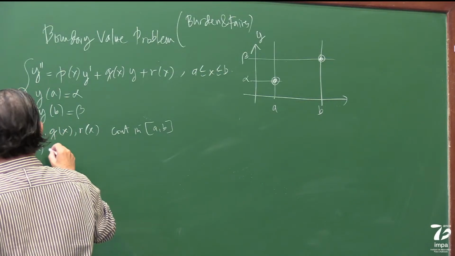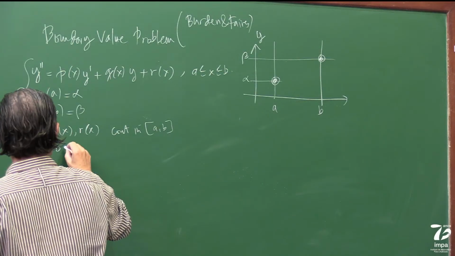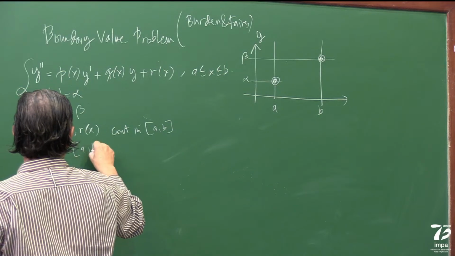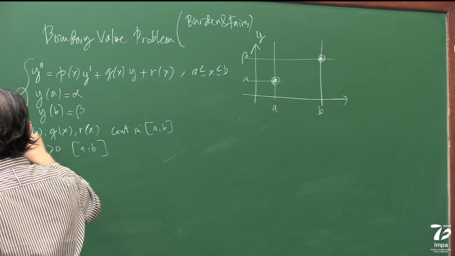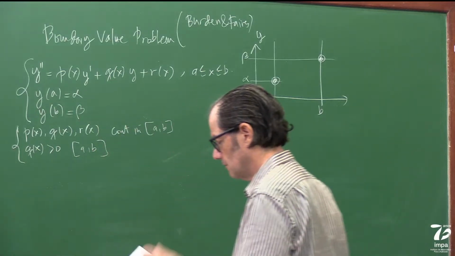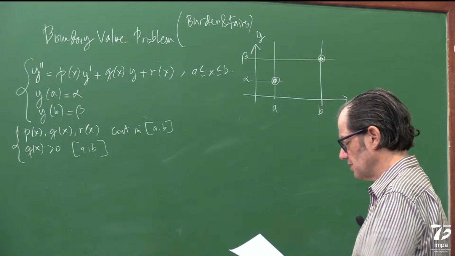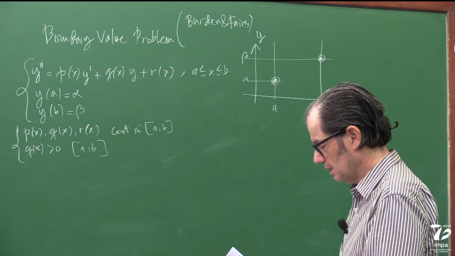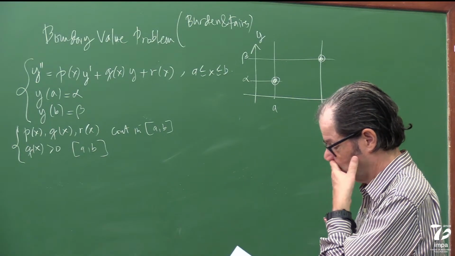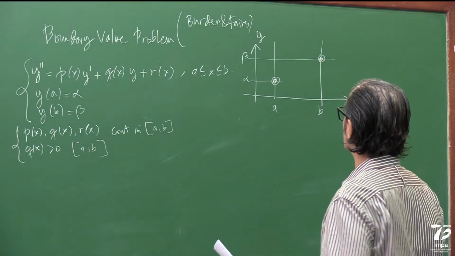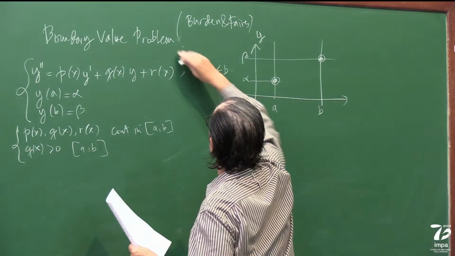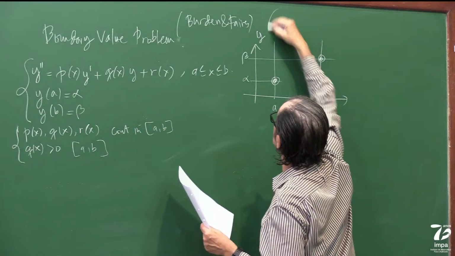q of x is greater than 0 in [a,b], which are conditions that guarantee unique solutions.